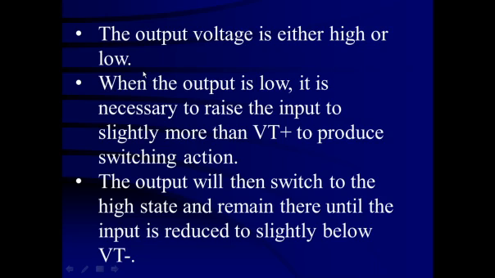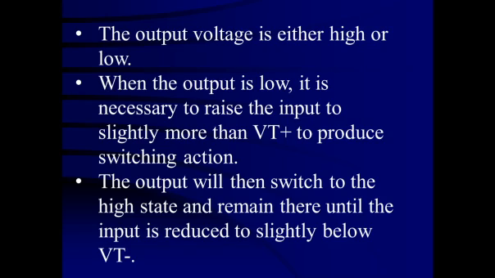Input can be anything. Input can be a sine wave, a triangular wave, or any time varying function, but the output is going to be either high or low. That is actually the characteristic of the Schmitt trigger circuit. When the output is low, it is necessary to raise the input to slightly more than VTH plus to produce a switching action. So, switching action of the output will take place only when it exceeds VTH plus. It will change from low state to high state.